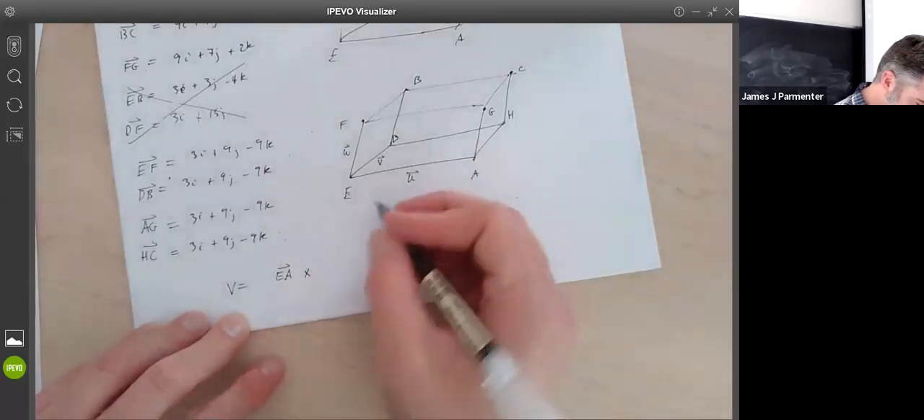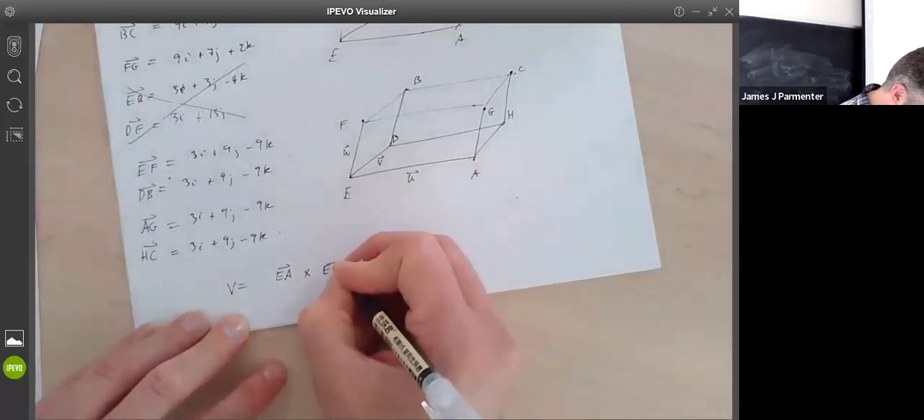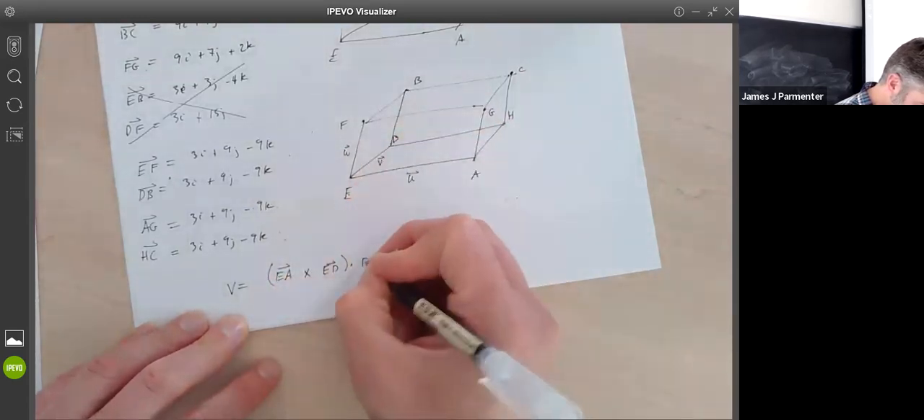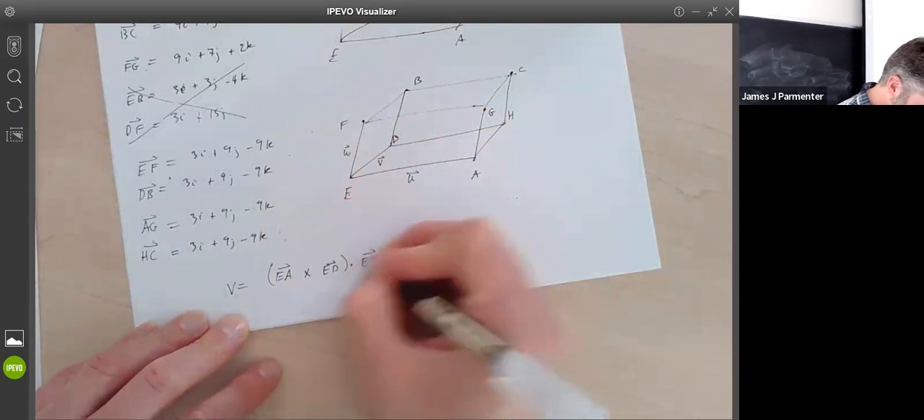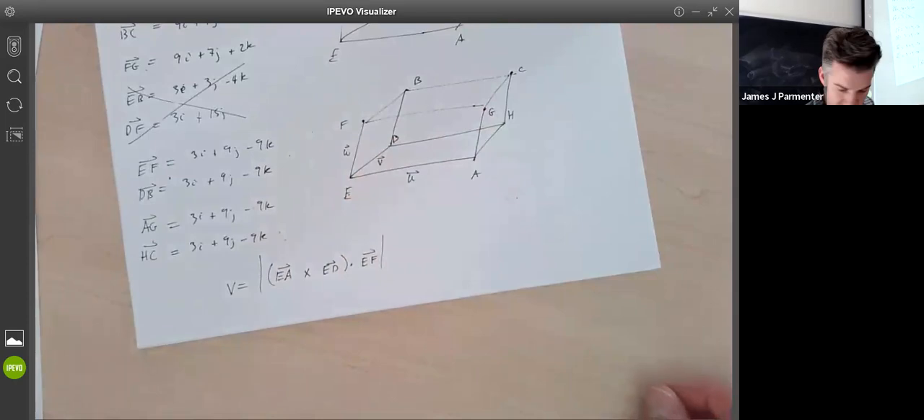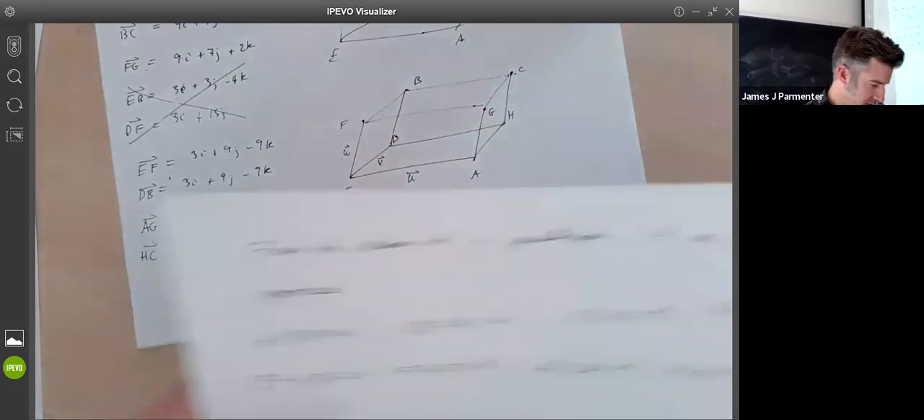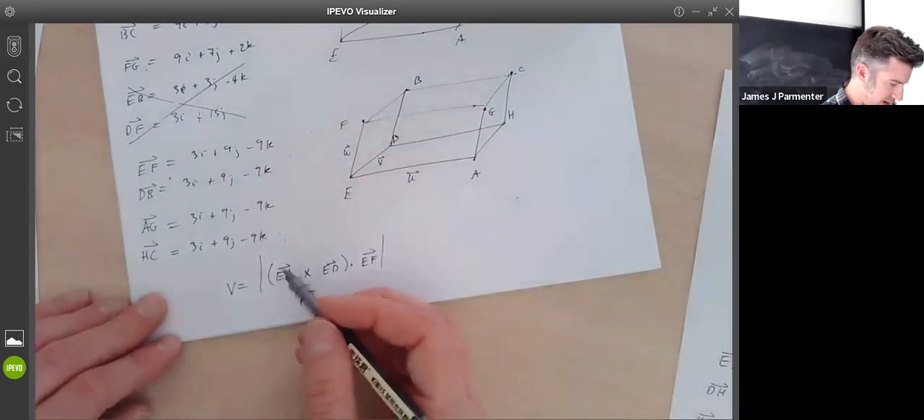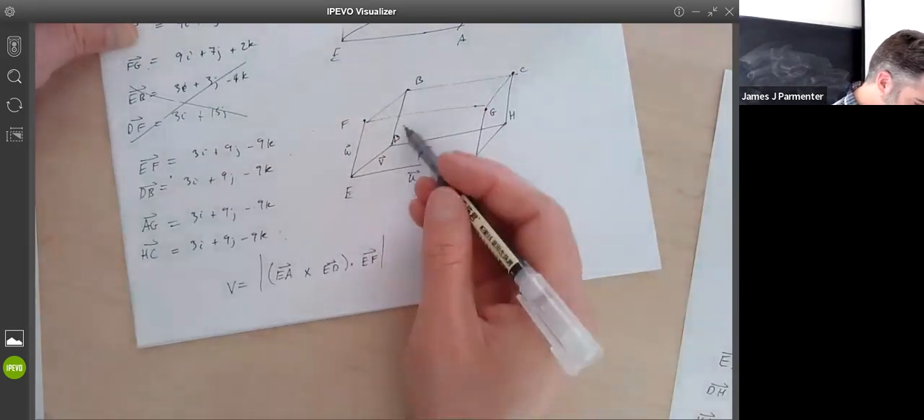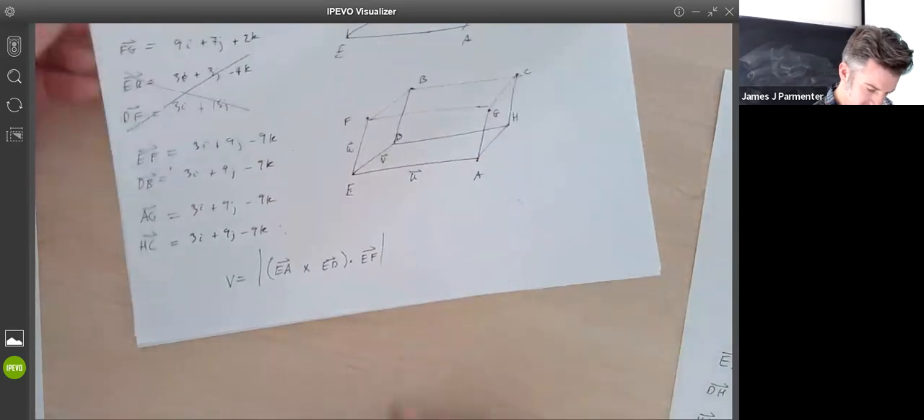Anyway, EA cross ED. And then we want to dot that with EF. And then take the absolute value of that. Okay, we're still not done. Now we actually have to do those things. So luckily we have all these vectors written down, or they're opposites. So that is the D right here. So let's write them all down.